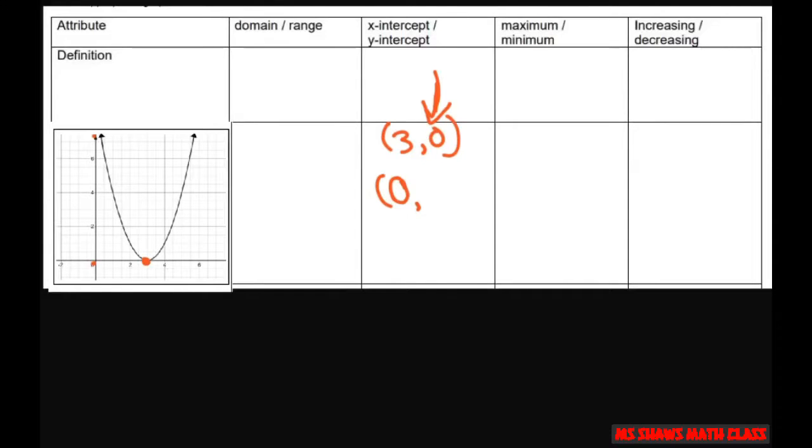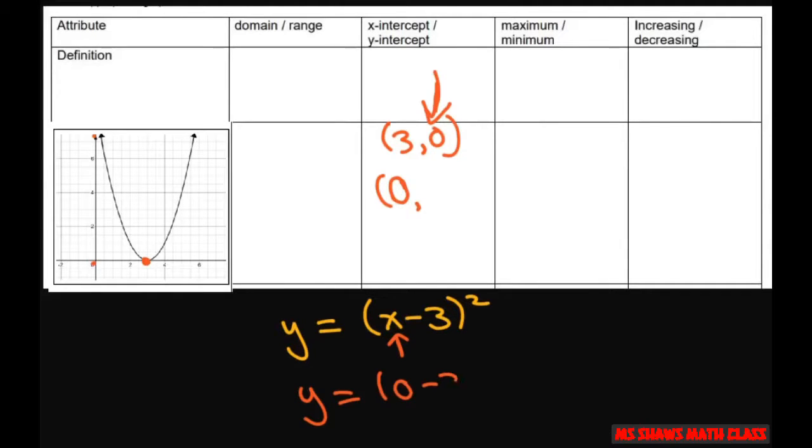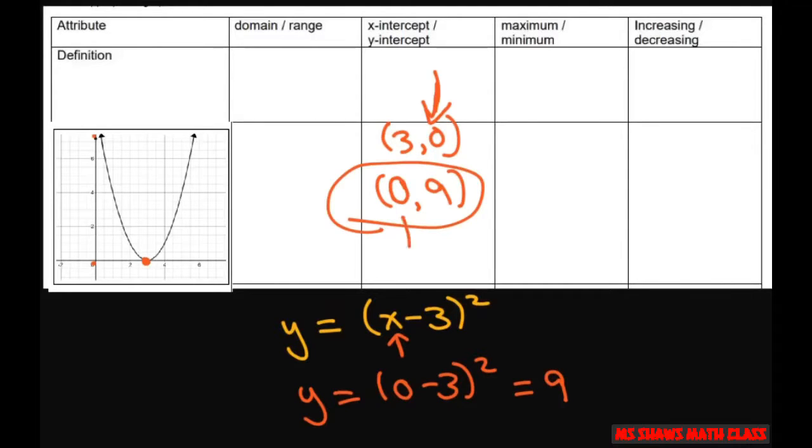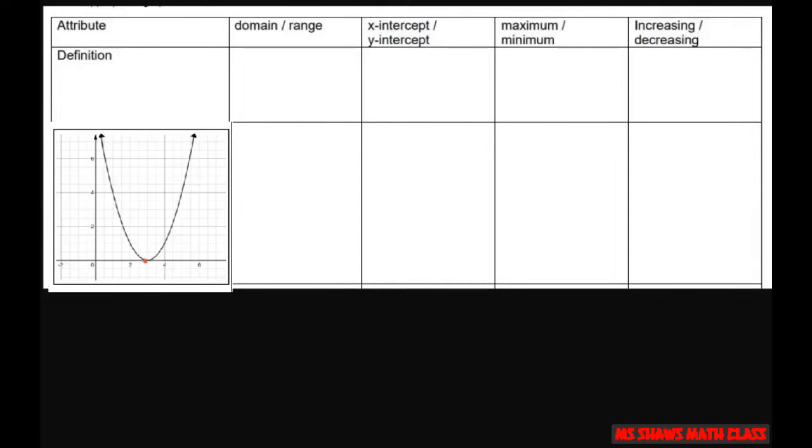Now from this graph, we know that this is y equals (x minus 3) squared. So when we plug in 0, we're going to get y equals (0 minus 3) squared, which equals 9. So you plug in 9. So that's your y-intercept. And again, just by looking at it, if this has a 0 in the x spot, that by definition means y-intercept.